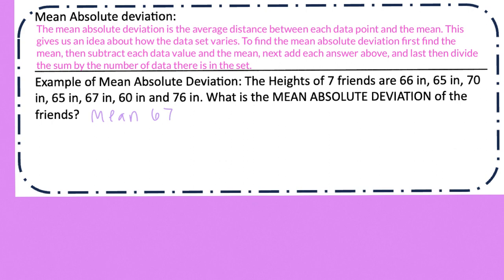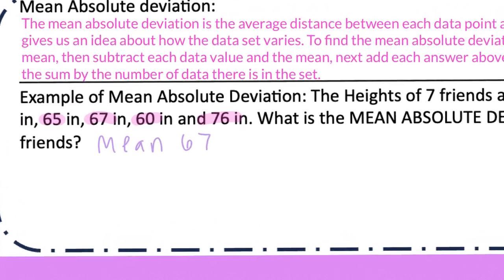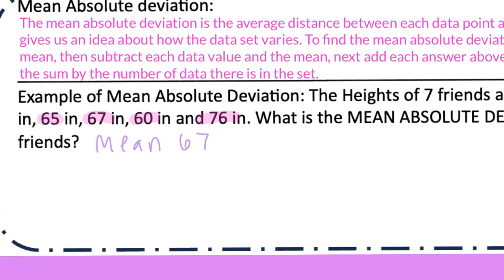Okay, so we're going to take each of our data set now. We've got 66, 65, 65, or 70, 65 again, 67, 60, and 76. And we are going to subtract each of those data values by 67. What I think is easiest to do is you want the absolute value, but you can just do the larger number minus the smaller.